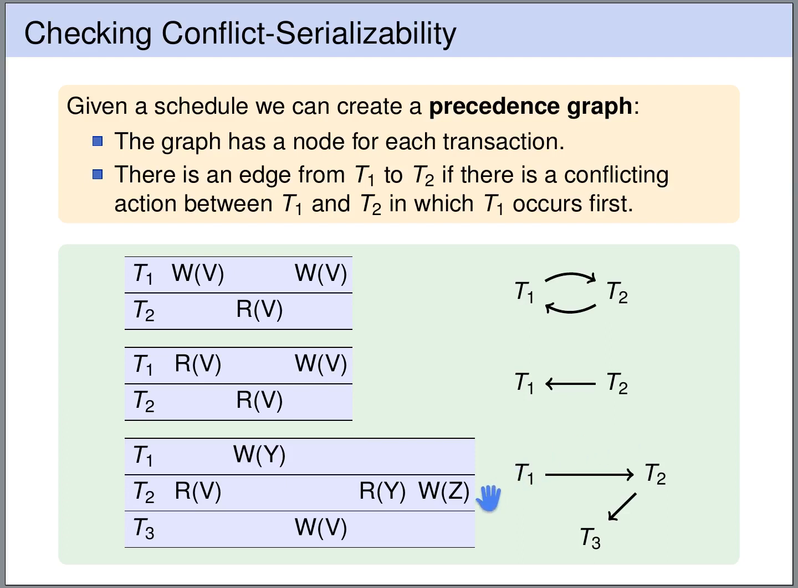And this last example illustrates that we are considering all conflicting actions, no matter whether they are adjacent or not. They can be arbitrarily far apart. This and this action, they are conflicting, but they are not adjacent. Likewise, this and this action are also not adjacent. Nevertheless, they give rise to an edge in our precedence graph.